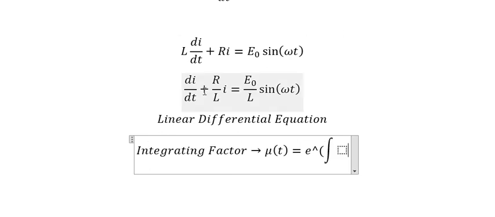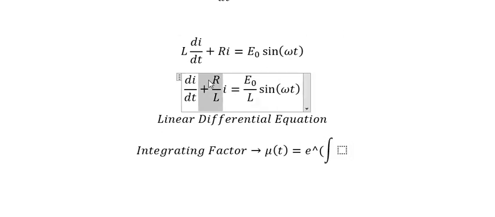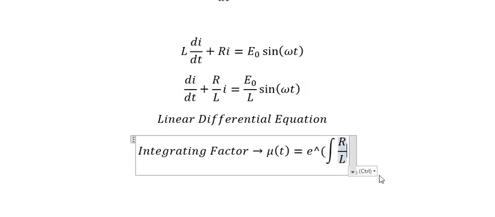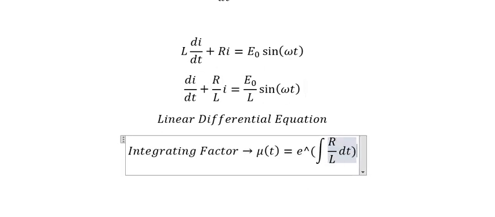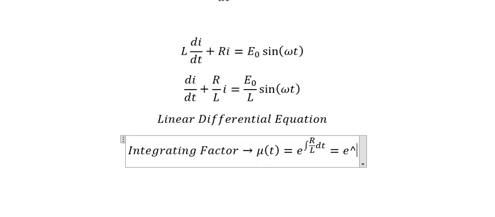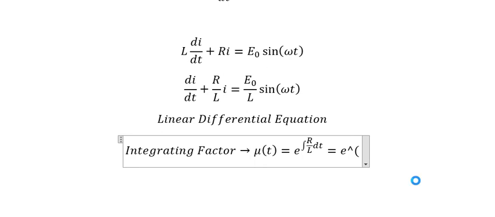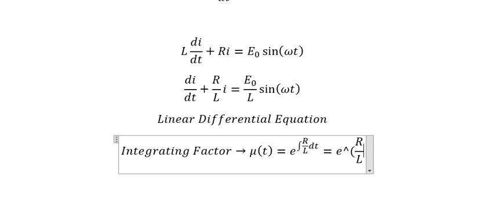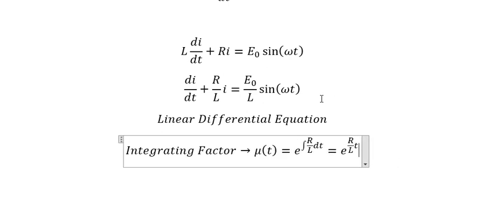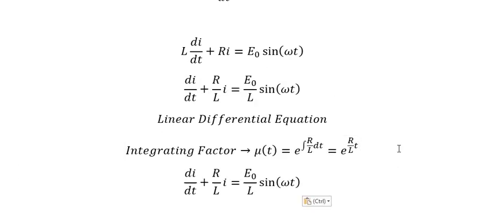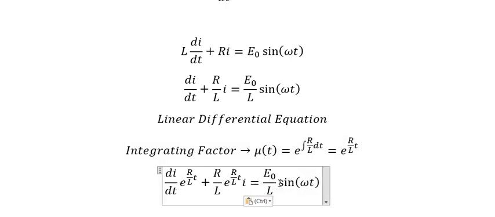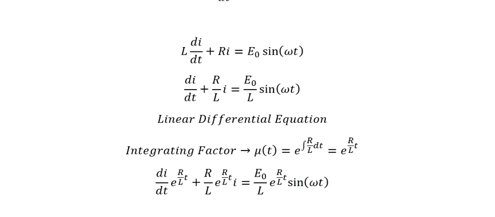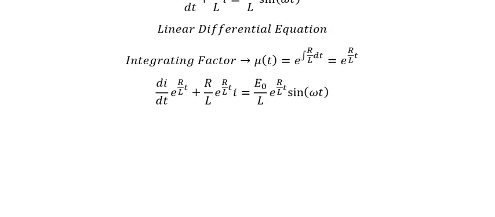We can see that this one next to I is the integrating factor, and I will put this one including the positive here. And we have e to the power of R over L t. That means we need to multiply both sides by this one. Next, we put the integration for both sides.